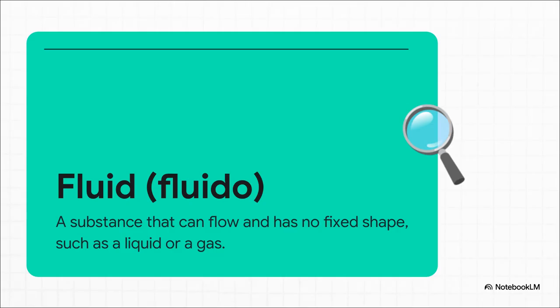First things first, what even is a fluid? Well, it's not just liquids like water or juice. A fluid is basically any substance that can flow and change its shape to fit its container. And here's the key thing you've got to remember. That definition includes gases. So the air all around us, that's a fluid too. Keep that idea in your back pocket because it's going to be a big deal later on.